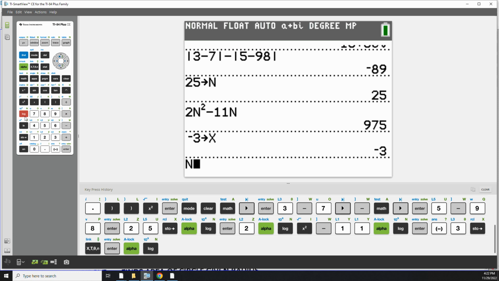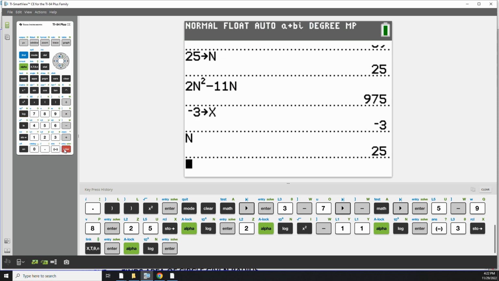Alpha N, and then hit enter. Might just take a little getting used to.